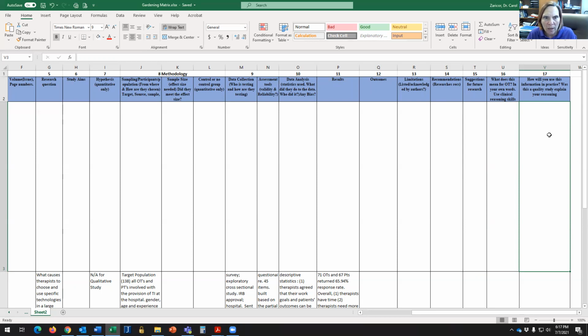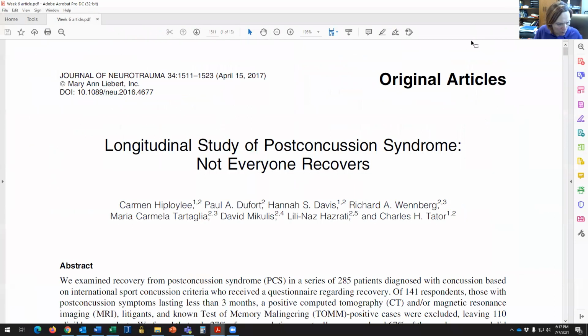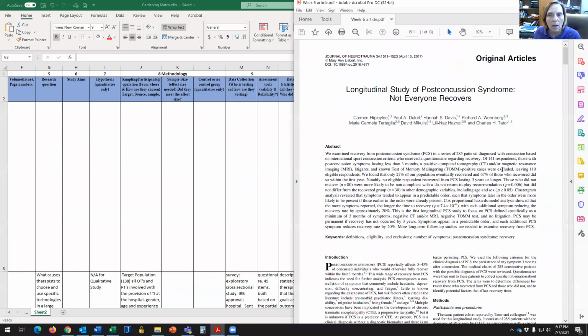So what I'm going to do now is I am going to pull that article over here, and we're going to go through it together and do this, the appraisal.